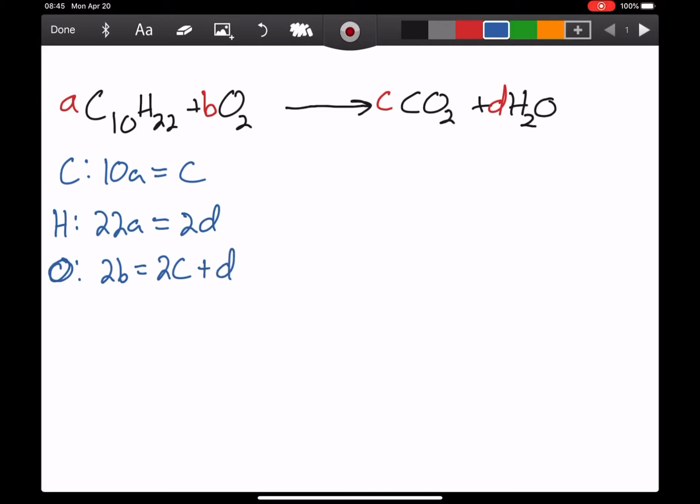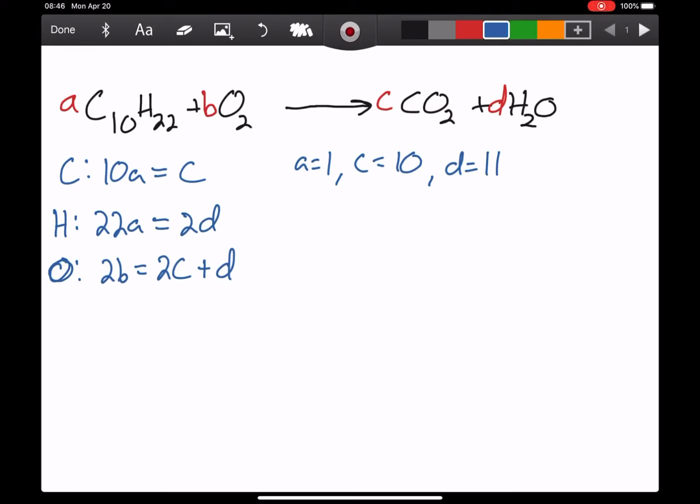Now that we've done this, we can just go ahead and set A equal to 1. Now, if A is equal to 1, it's because C is equal to 10 times A, therefore C is equal to 10. Now we can look at the hydrogen expression. So if A is equal to 1, 2D is equal to 22 times A. So 22 times A, which is 1, is 22, is equal to 2D. So 22 divided by 2 would make D equal to 11.